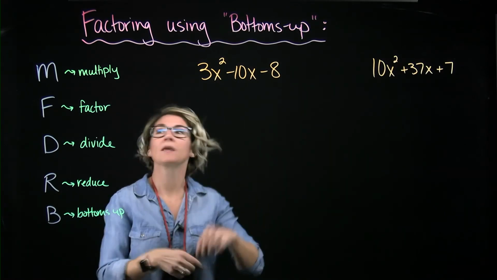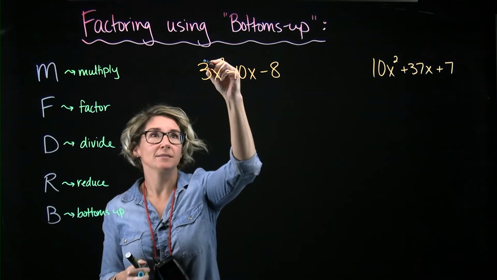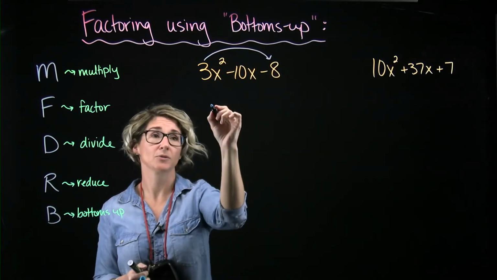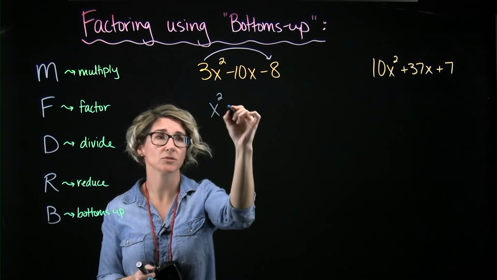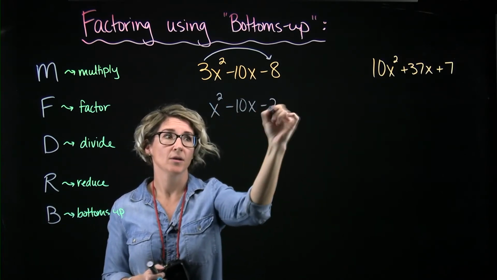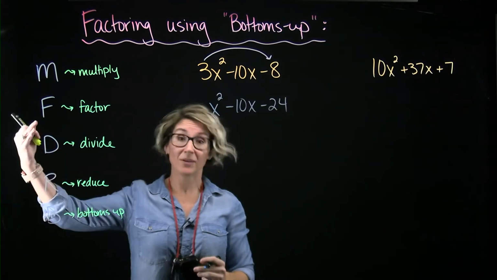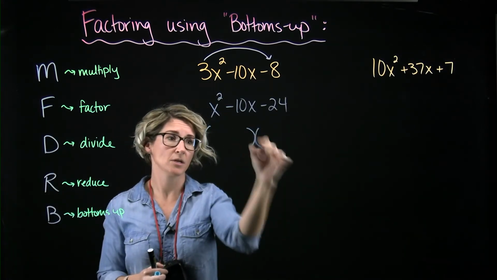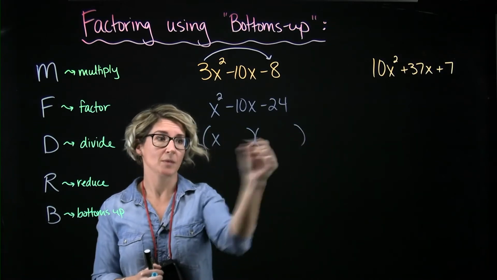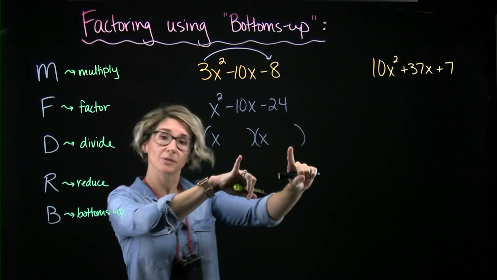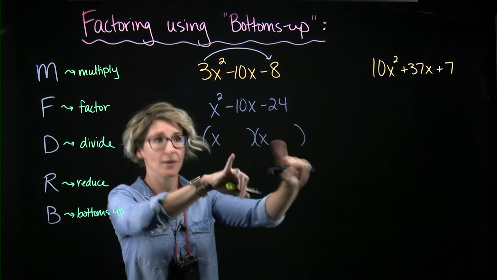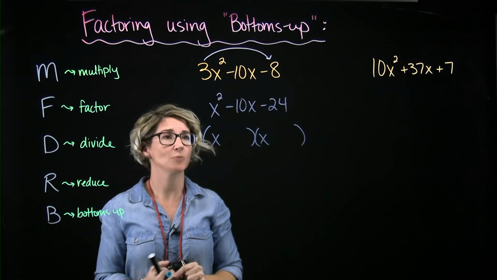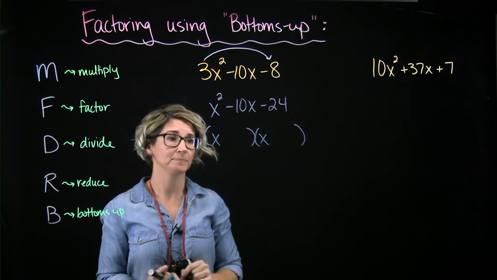Let me show you. Multiply means that I'm going to take this leading coefficient and I'm going to multiply it by that last term. So now I have a new trinomial that says x squared minus 10x minus 24. I'm now going to factor. This would be a basic factor problem now, where I can factor into two different binomials, splitting up my x's, and finding two numbers that multiply to negative 24, that when I add them together, I get negative 10.